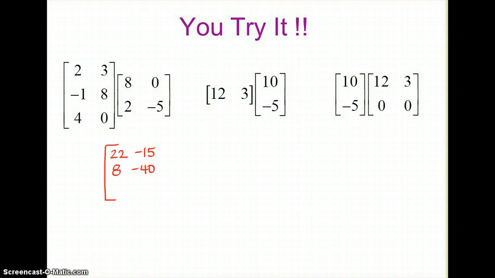All right, last row. First column: 4 times 8 is 32, and 0 times 2 is 0, so that element is going to be 32. And last column here: 4 times 0 is 0, and 0 times -5 is 0, so 0 plus 0 is 0.